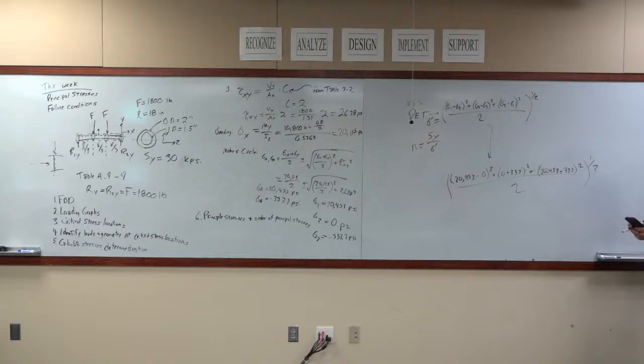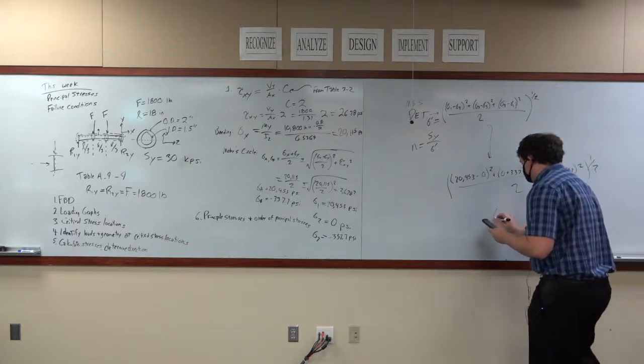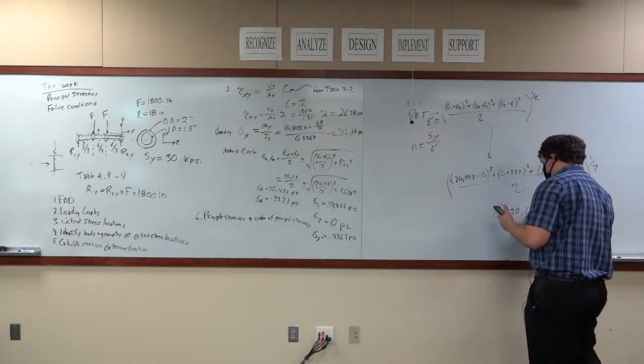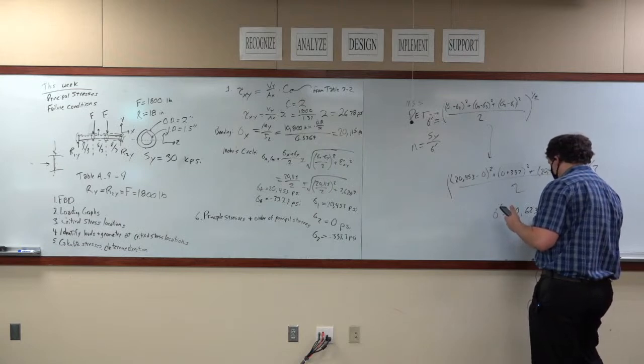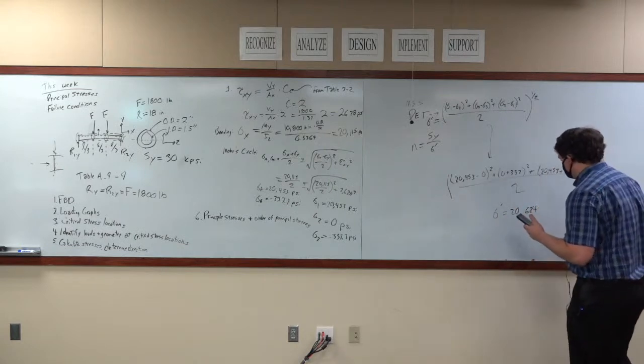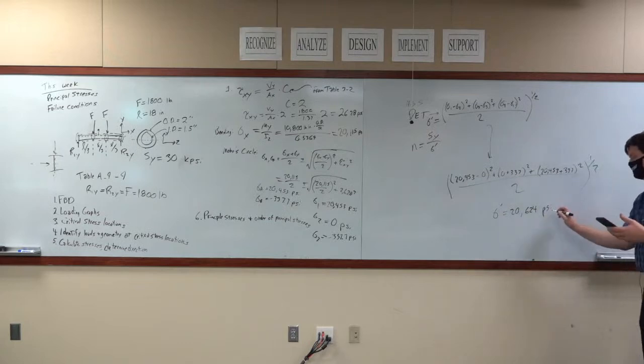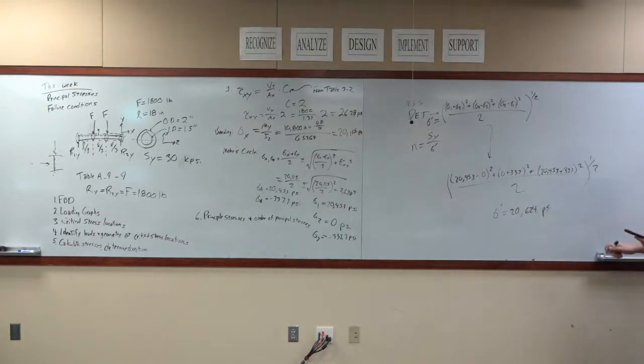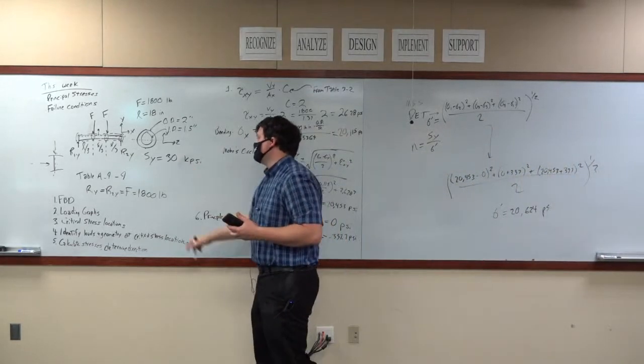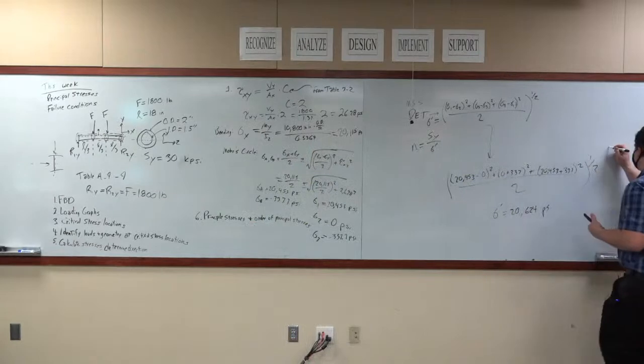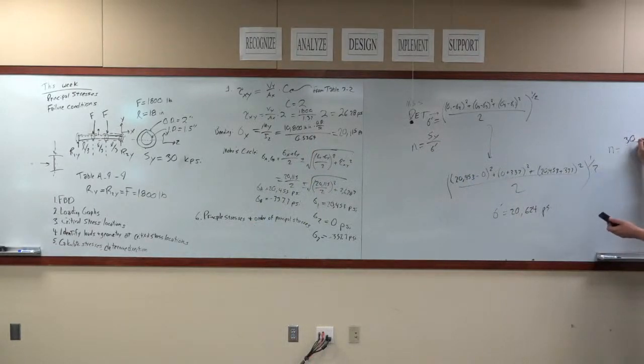Von Mises stress sigma prime is equal to 20,623.624 psi. Okay, you want to know what the safety factor is? N, we plug in our Sy, which is the strength of the material that we had at the very beginning of the problem. N is equal to 30 divided by 20.624. And N is equal to 1.455.